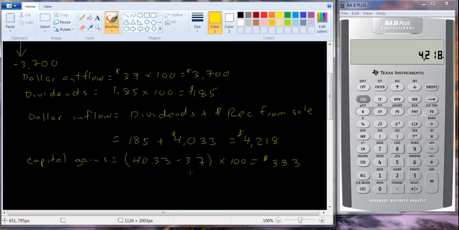Well, let's see what we have here. Let me put down the dollar return. So our dollar return is going to be equal to the $185 in dividends plus the $333 we received in capital gains. So it's $518.